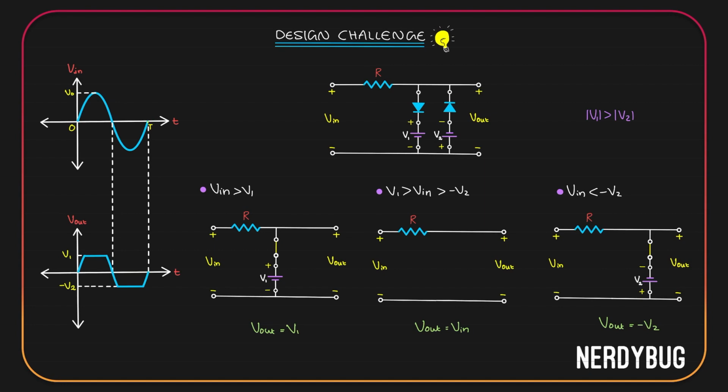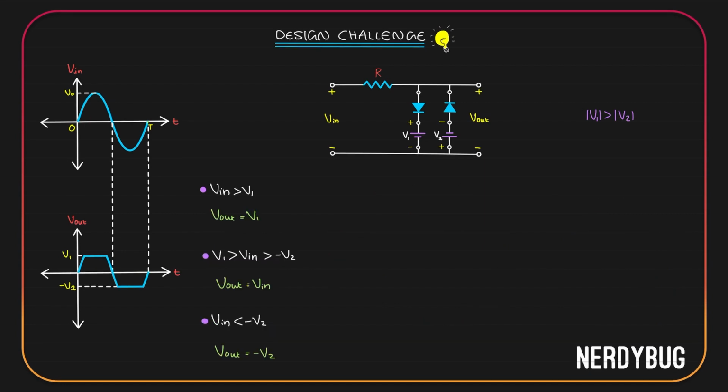Let us now plot the input-output characteristics. When input is greater than V1, output should be equal to V1. You can see that over here, when input is greater than V1, output is simply equal to V1. When input is between V1 and minus V2, we have a straight line whose slope is 1. That means V output is equal to V input. When input is less than minus V2, output should be equal to minus V2. You can see that over here, when input is less than minus V2, output is this, which is equal to minus V2.